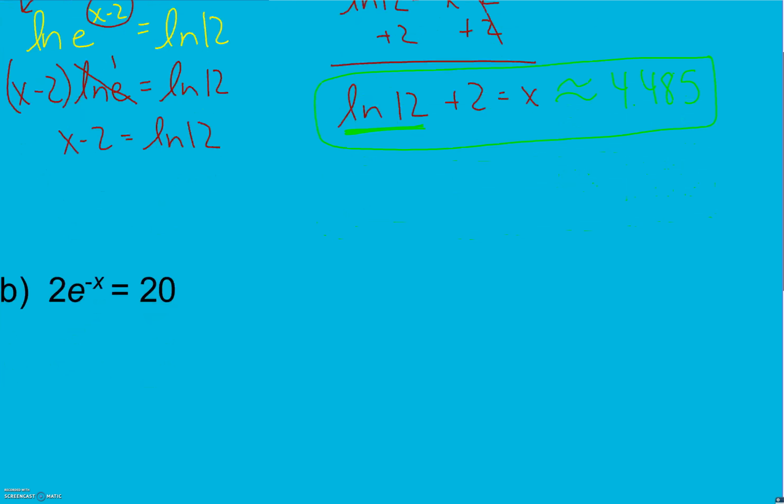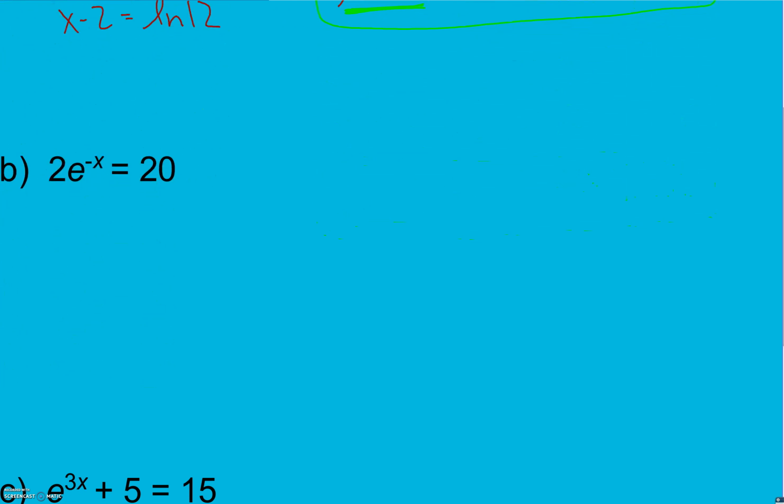You can try the second one here. To get our variable by itself when it's in the exponent, we have to get that term by itself first of all. Get that factor alone. Then switch from an exponential form to logarithmic form. Log base e, which is ln of 10, equals negative x. Remember, our logarithm always equals the exponent every single time. We can divide by negative 1 here.